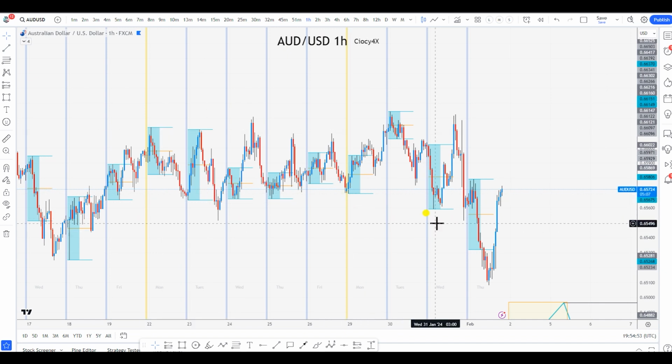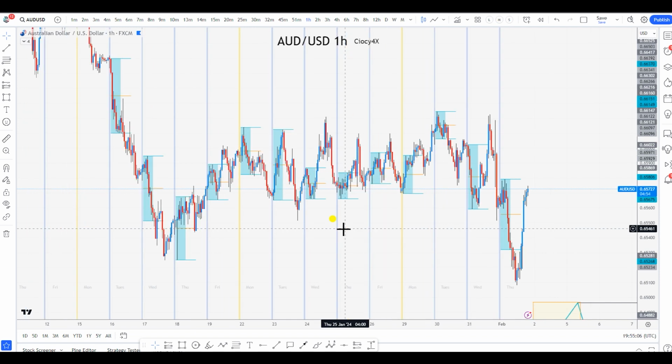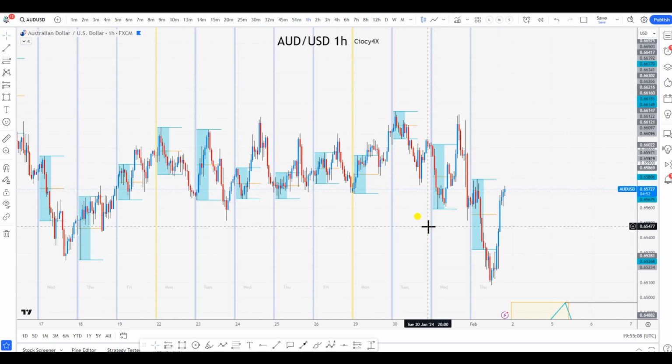So if you guys are asking what are these blue boxes, those are my Asian highs and lows. If you see these blue lines, those are the daily range, and then the yellow ones are the weekly range. So in this chart, I've taken a little random chart. In this one, let's start seeing what actually happens every time the price takes out the Asian high and Asian low.